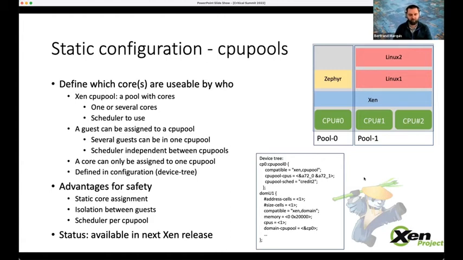A guest can then be assigned to a CPU pool. Several guests can run in the same CPU pool. The scheduler is independent between the CPU pools. CPU pools can now be defined in the device tree and Dom0-less guests can be assigned to a specific CPU pool. You have an example here. This feature has been upstreamed and will be available in the next Xen release.